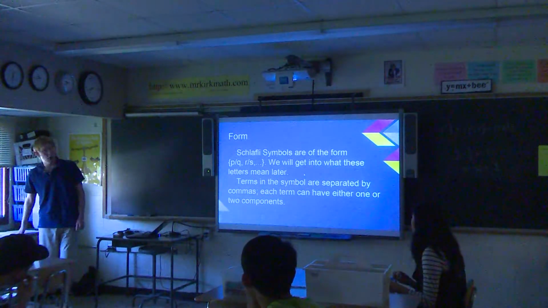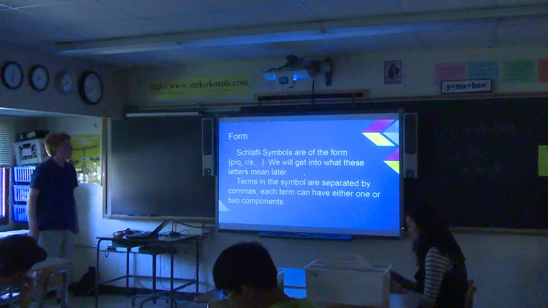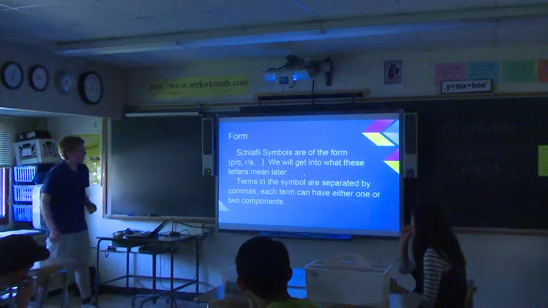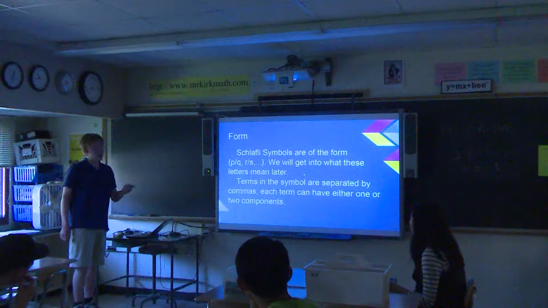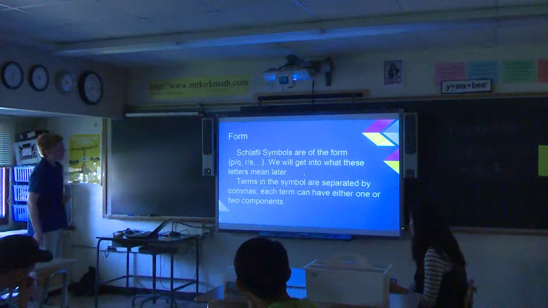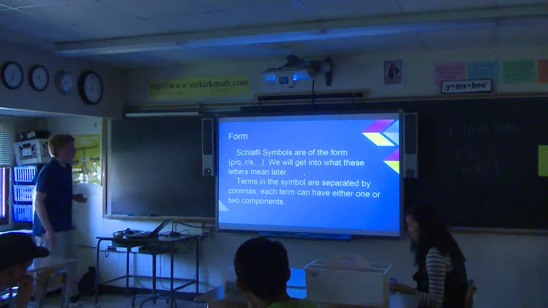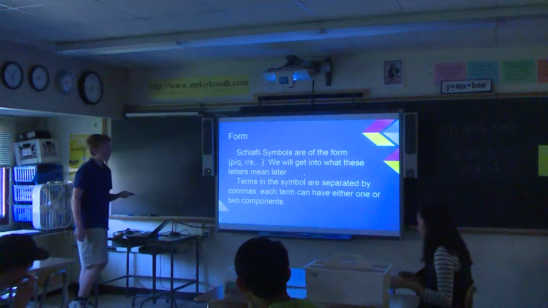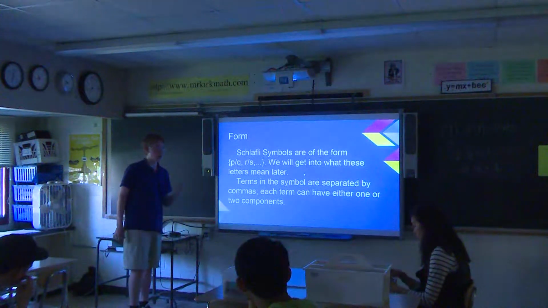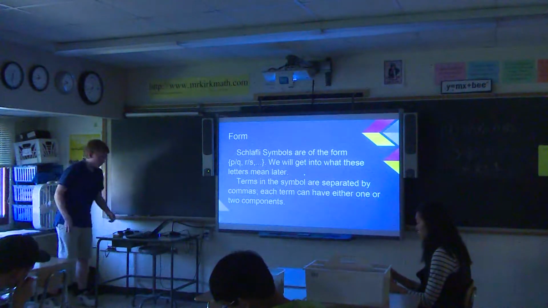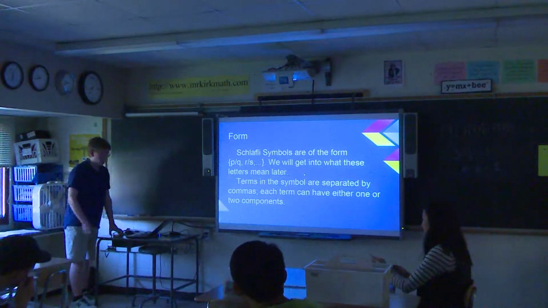Schlafli symbols are of the form, we say, p/q, r/s, inside curly brackets, one number / another number, one number / another number, etc. We say that each term is the set of numbers separated by a slash. So you have p/q, that's one term. P and q aren't separate terms, they're part of the same term. And each term can have either 1 or 2 components.